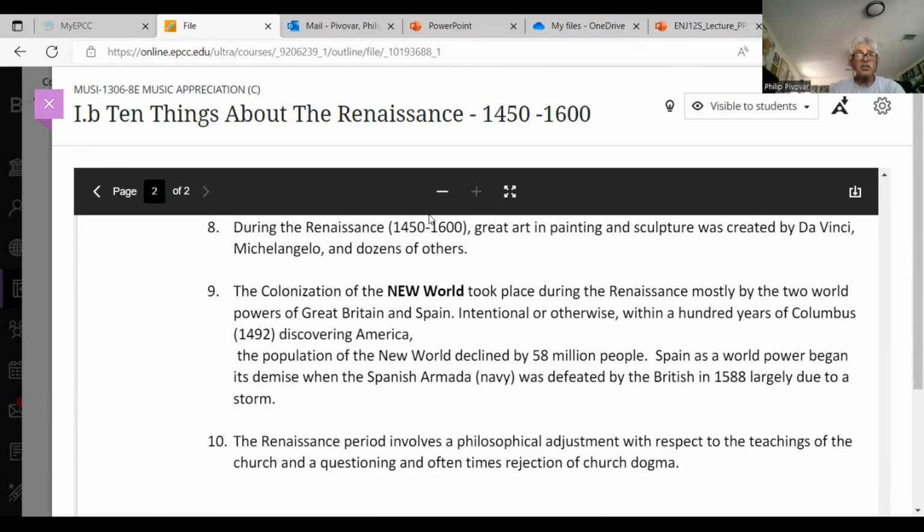Number 9, the colonization of the New World took place during the Renaissance, mostly by the two world powers, Great Britain and Spain, intentional or otherwise. Within 100 years of Columbus's 1492 discovery of America, the population of the New World declined by 58 million people. Spain, as a world power, began its demise when the Spanish Armada, the Navy, was defeated by the British in 1588, largely due to a storm.